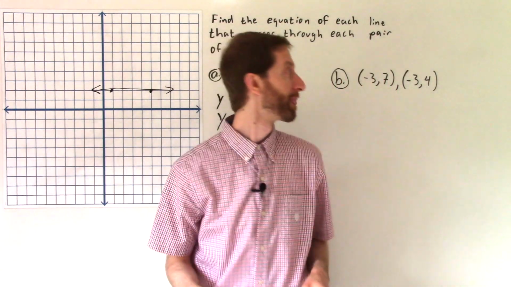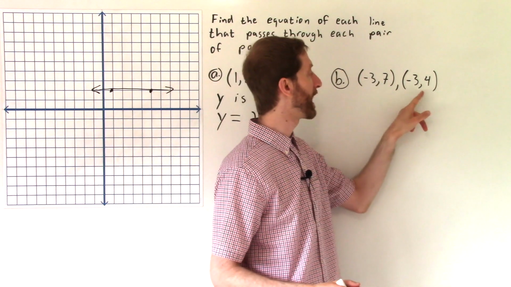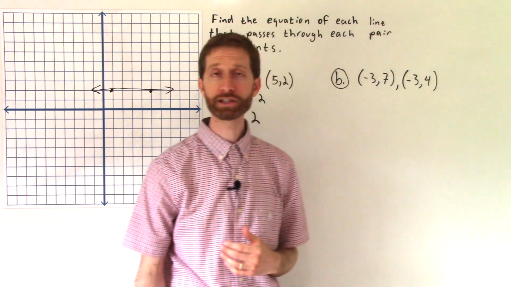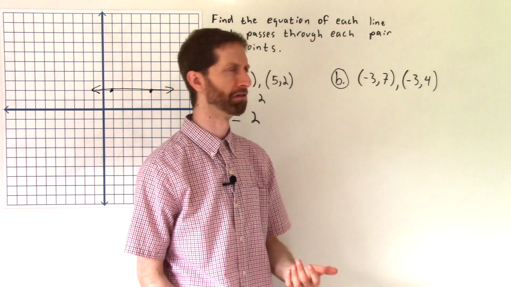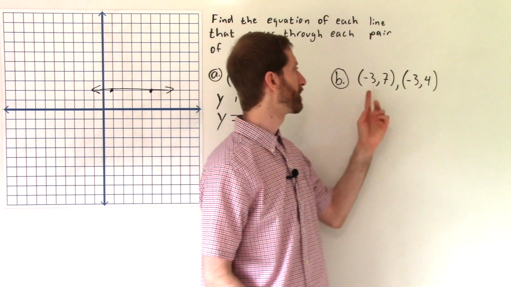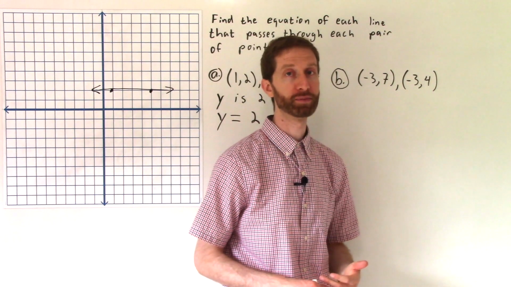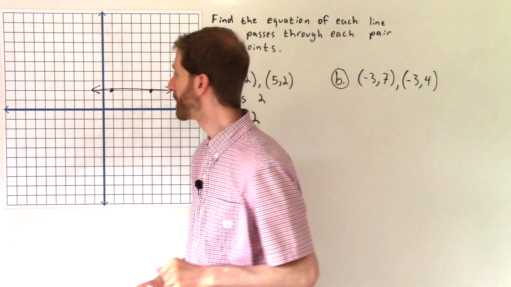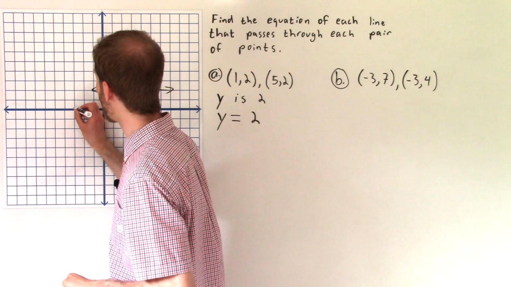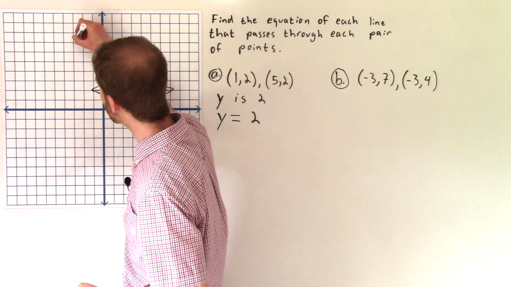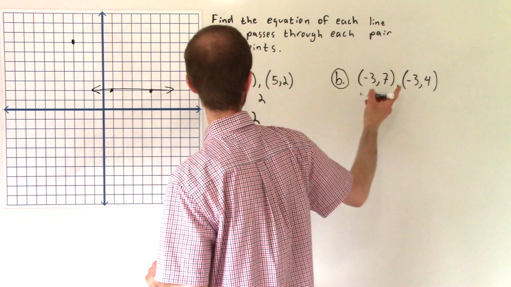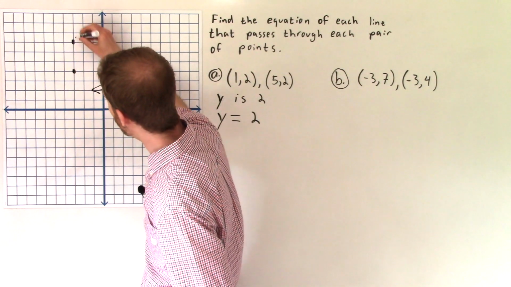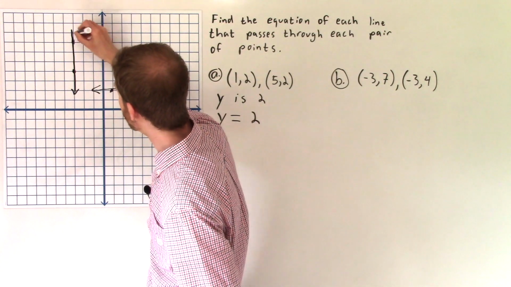Let's do a second one. So we've got -3, 7 and -3, 4. Notice that the x values are the same. Now, while we could find the slope, it's undefined. That's not good. What do we even do with an undefined slope? Well, let's pause and notice the x values are the same. Let's plot them. -3, 7 would be -3, up 1, 2, 3, 4, 5, 6, 7 right here. And then -3, 4 would be left 3, up 4. Ooh, we got a vertical line.